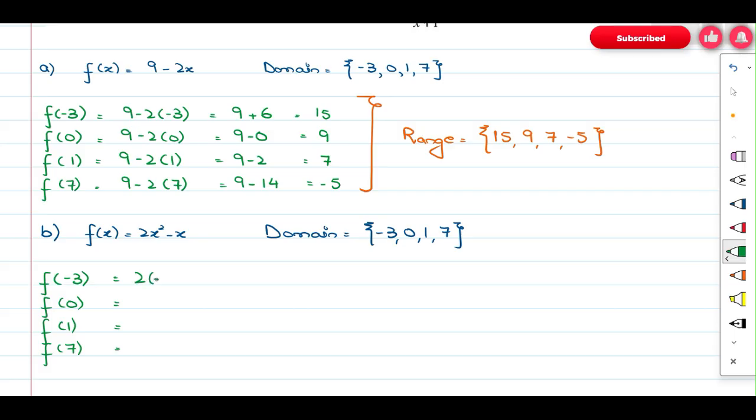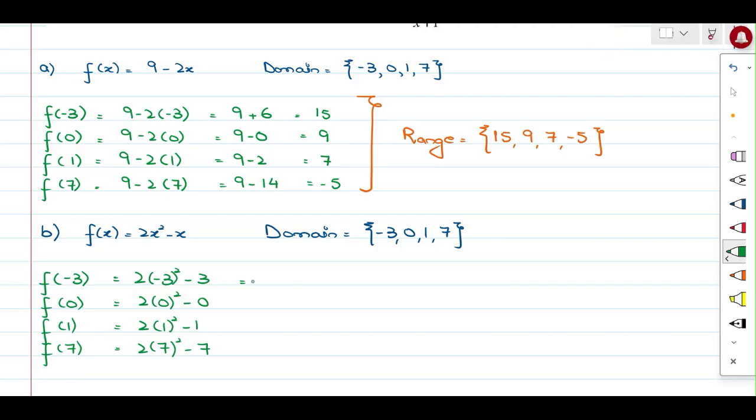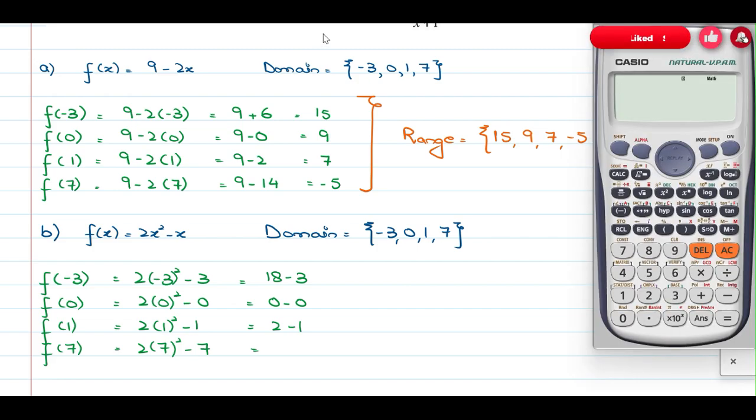Okay, so 2 into minus 3 whole square minus minus 3, 2 into 0 square minus 0, 2 into 1 square minus 1, 2 into 7 square minus 7. Okay, let me simplify. 3 square is 9 and minus 3 square is also 9, and 2 times 9 is 18. 18 minus 3, and here 0 square is 0, and 0 times 2 is also 0. We have 0 minus 0, and here 1 square is 1. 2 times 1 is 2 minus 1, and here 7 square is 49. And what is 49 times 2? Okay, 49 times 2 is 98.